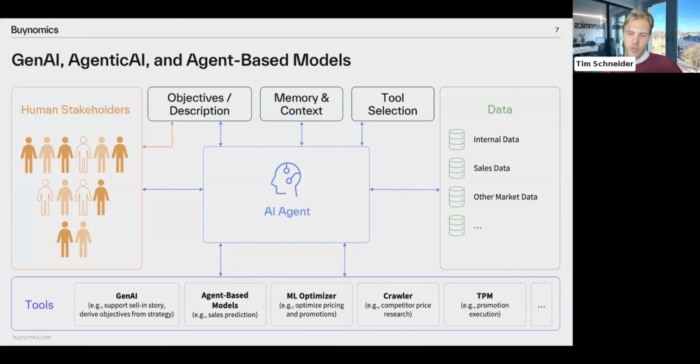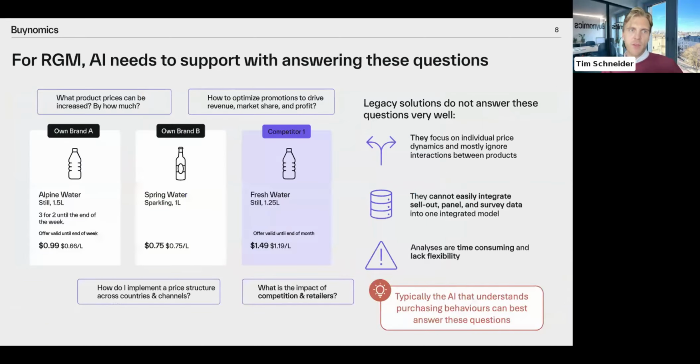Thanks, Ingo. And I think this is a great slide, which really nicely shows how these AI agents typically work. But coming maybe a little bit more back to RGM, I think the poll earlier showed quite well that generative AI is being used predominantly for RGM. But what is it actually that RGM needs to answer, right? The main questions that RGM needs to answer are around what's the right price, the optimal pricing, what's the right promotion strategy we can run, the right mix and portfolio strategy, and also what happens when our competitors change something.